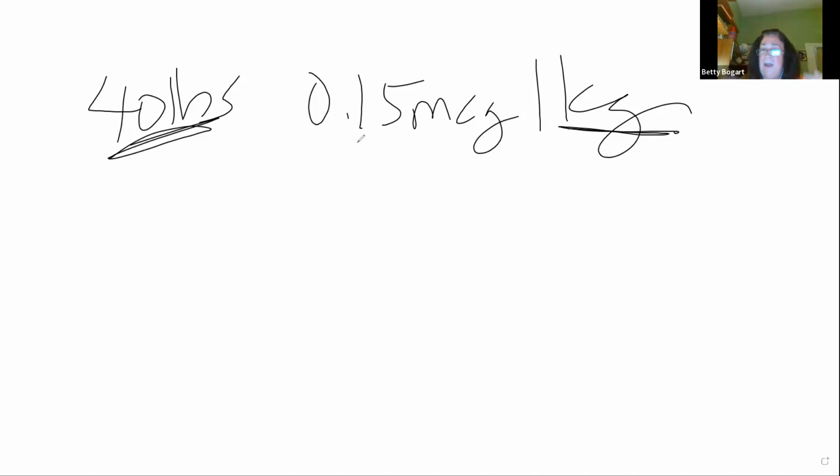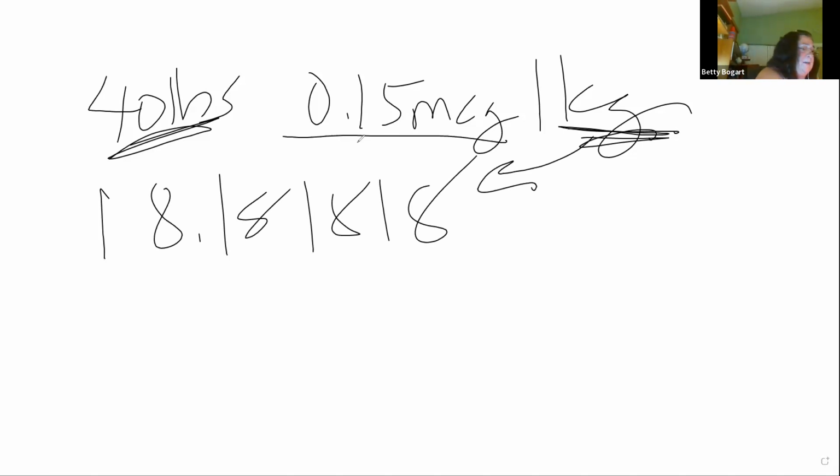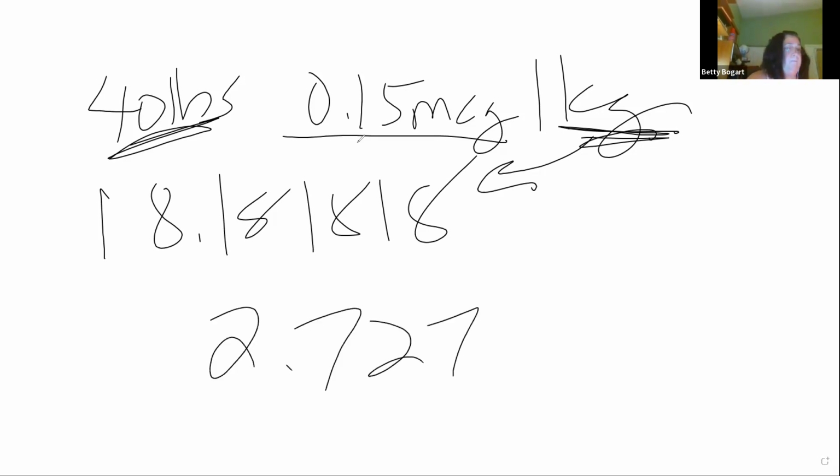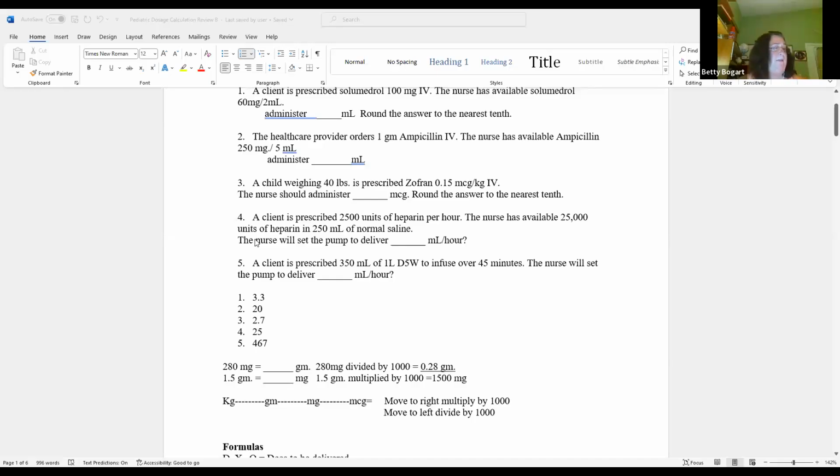Now, whatever you get on your calculator, leave it there. I got 18.181818. Every single kilogram gets that much. All I'm going to do is multiply it by that number now, times 0.15. And I get 0.72. Now, what is my answer? I don't know yet. I've got to go back and find out, what am I looking for? And they're looking for the nearest tenth. So it'd be 2.7.